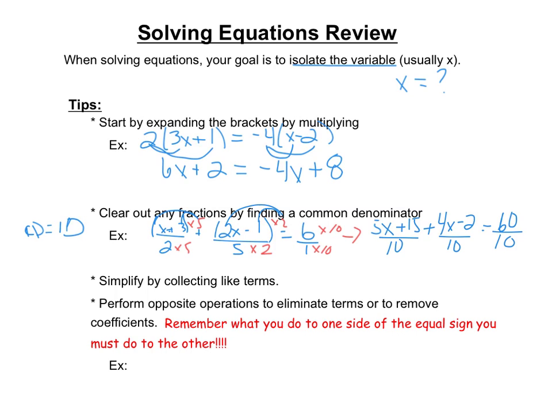Now, since I have a common denominator over every fraction, they just cancel out. And I'm just left with this equation, 5x + 15 + 4x - 2 = 60. And that is an equation that's much easier to handle.